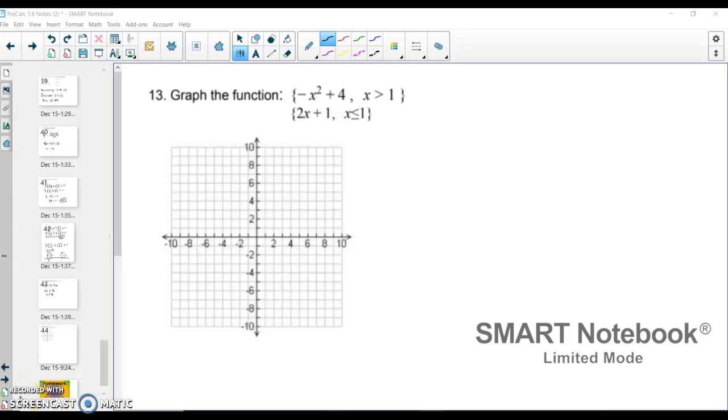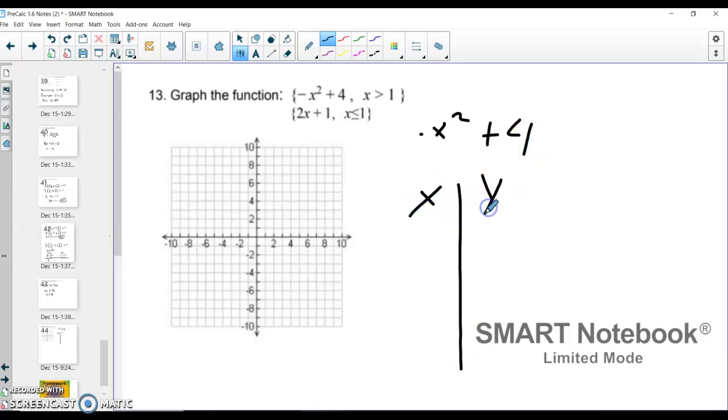All right, here's how you graph the piecewise function from problem 13 in our practice quiz for 14216. What I'm going to do here is make XY tables for both functions independent of each other. The first thing I'm going to do is make an XY table for the negative x squared plus 4 function.